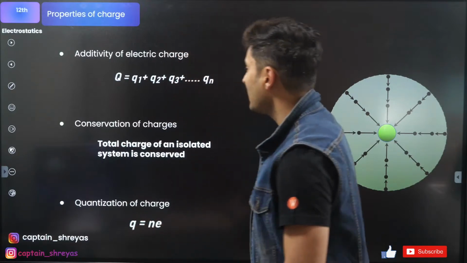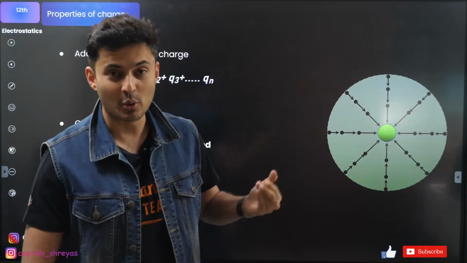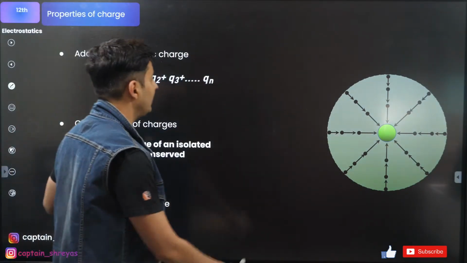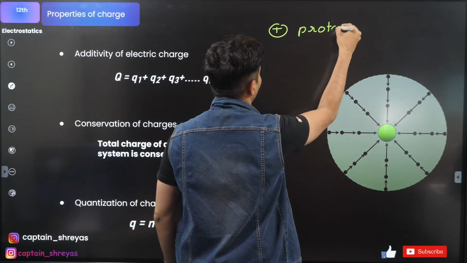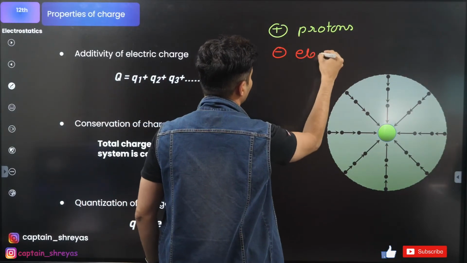So you will see that the positive charges arise because of protons. Positive charges arise because of whom, guys? So I'll write it over here. Positive is because of protons, whereas the negative charge is because of the electrons.